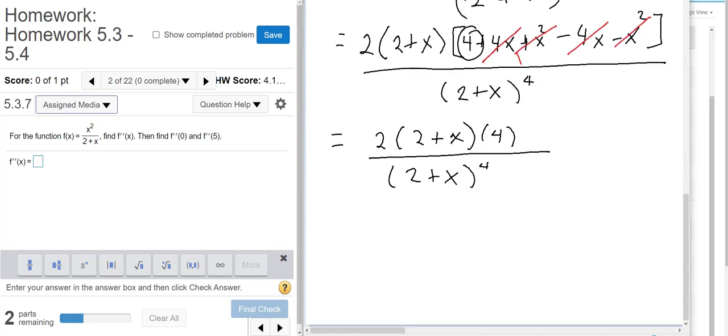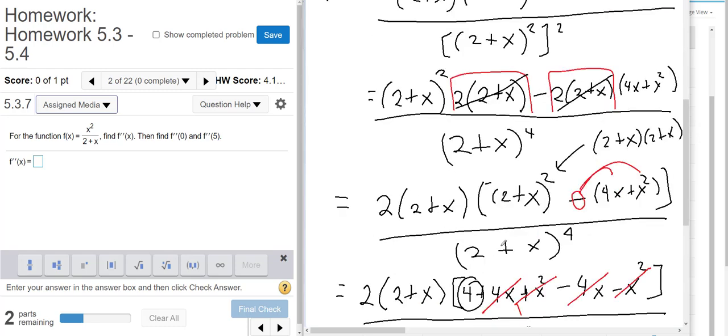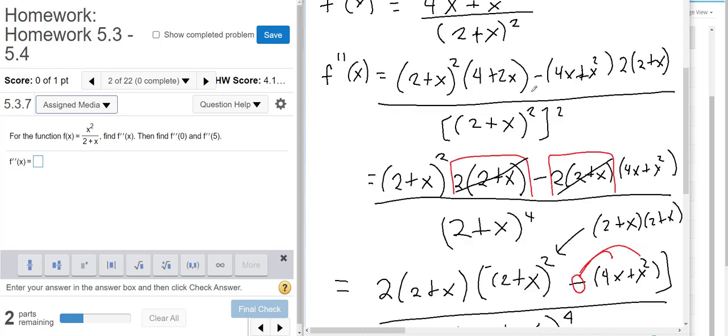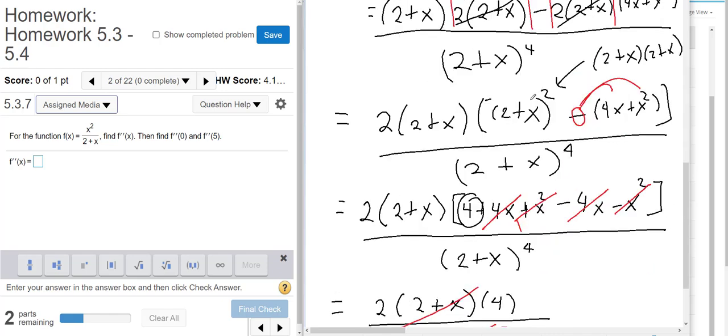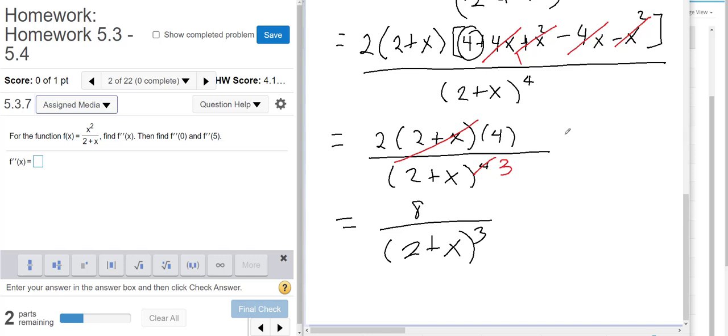And now since 2 plus x and 2 plus x are factors, those can divide. It would leave 3 of those on the bottom. My numerator will be 8, and my denominator will be 2 plus x to the third. So this is definitely a lot easier to evaluate than this. Okay, I can easily plug in my values now. So first I'm going to type in my derivative as 8 divided by 2 plus x to the third.